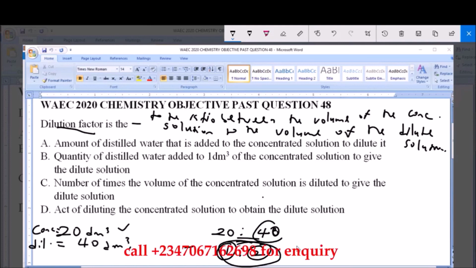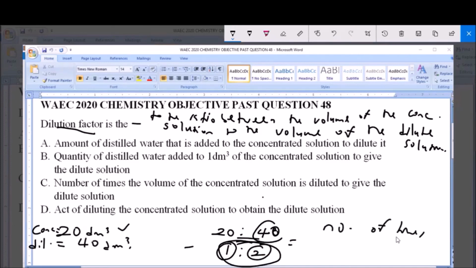So from this description you can say the dilution factor is the number of times, as we have seen here, the number of times the concentrated solution is diluted to give the dilute solution. Now the dilution factor is not a volume. The dilution factor is not a volume, so it is not the amount of water.